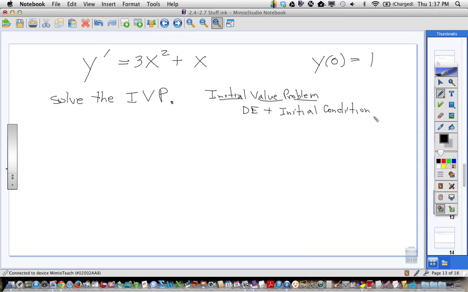So when I say solve the IVP, I'm really saying solve the differential equation. When you solve a differential equation, the solution is what? The original equation, right? What you're trying to find is the original equation, which in this case would be labeled y. Y equals. Okay, go.